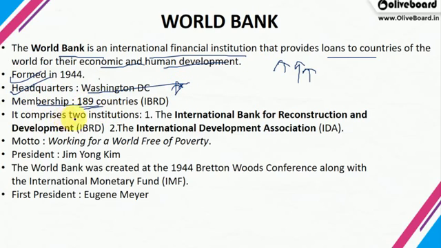It comprises, or it consists of, two institutions. The first one is the International Bank for Reconstruction and Development, IBRD, and the International Development Association. So we are going to learn about these two. So if it is asked which of the following comes under the World Bank, or which of the following institutions are a part of only the World Bank, then either of these two are the answers.